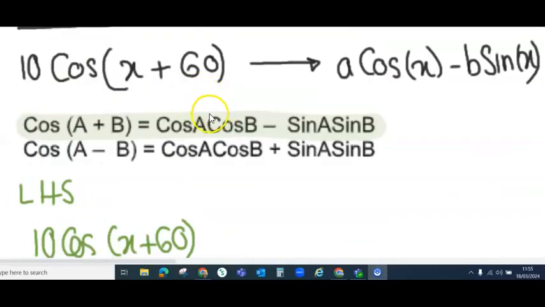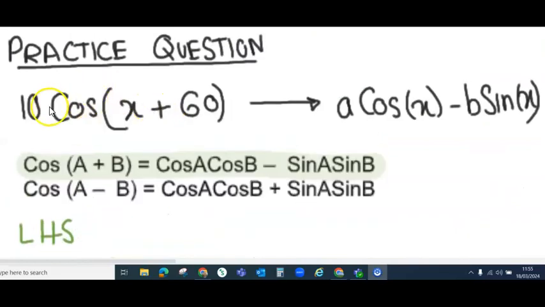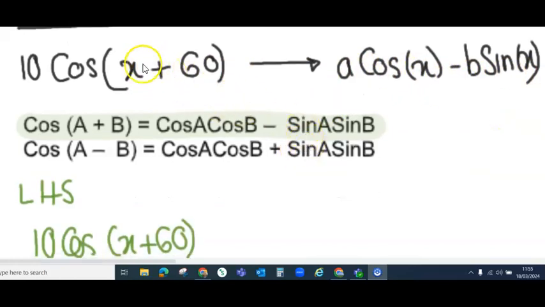So let's try this question. First we have to write 10 cos(x + 60) in this form, A cos x minus B sin x. So we need to find the value of the A and the B. To do that, the formula is cos(A + B), with A as x and B as 60. Forget the 10 for a while.